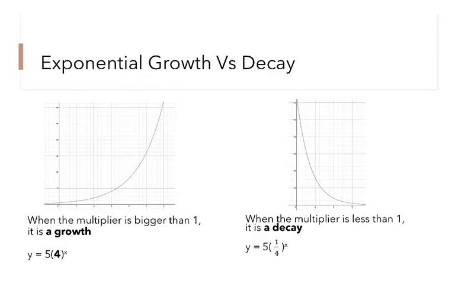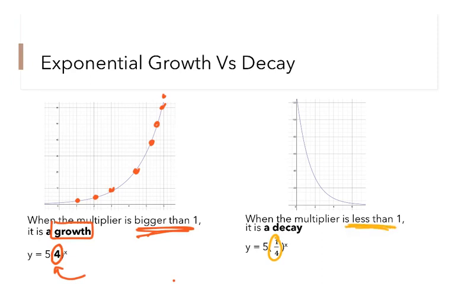Okay, so the difference between exponential growth is growth happens when your multiplier is bigger than 1. So in this one, multiplier is the number in parentheses. So this one is times 4. So each day, my numbers are multiplying times 4. They get really, really big because we're multiplying times 4, times 4, times 4, times 4. So that is called a growth. It's an exponential growth. So now a decay happens when my multiplier is less than 1.